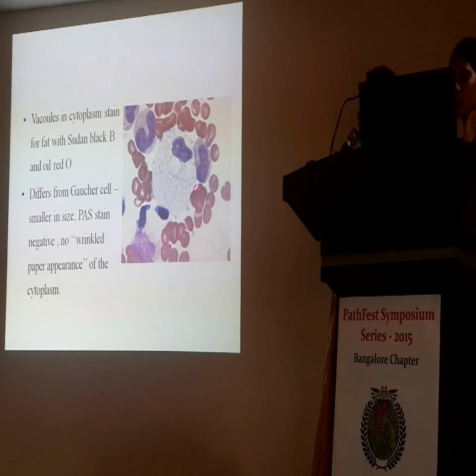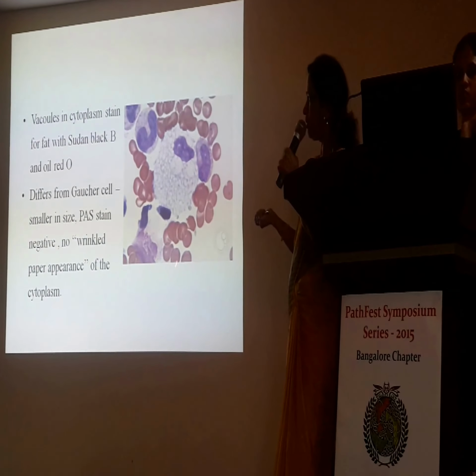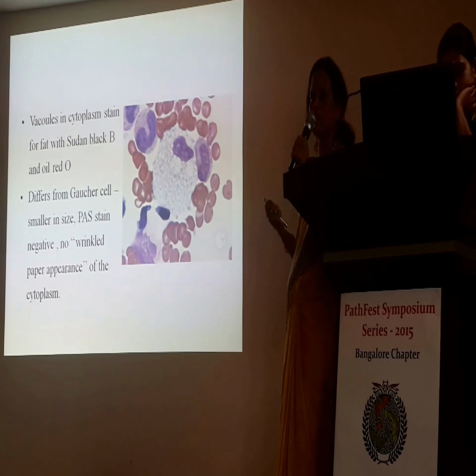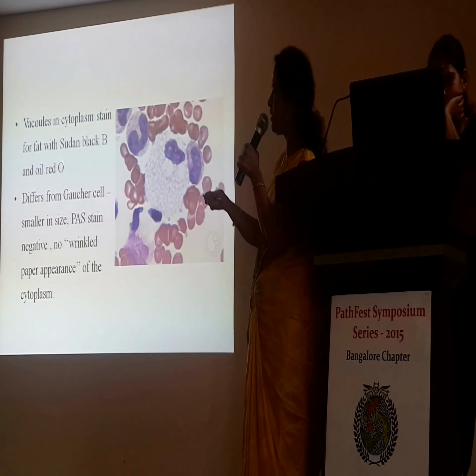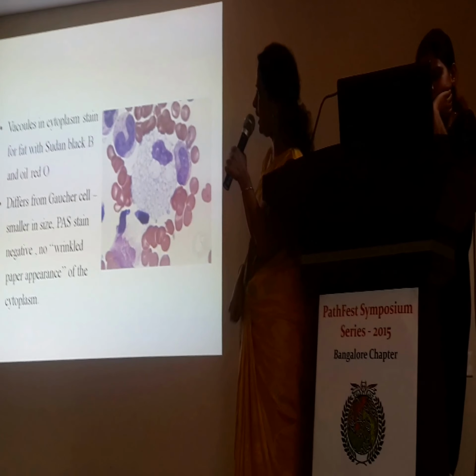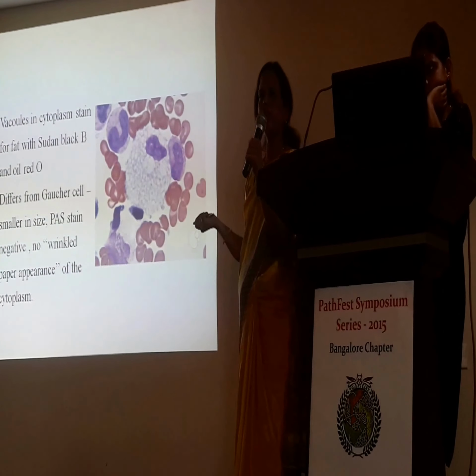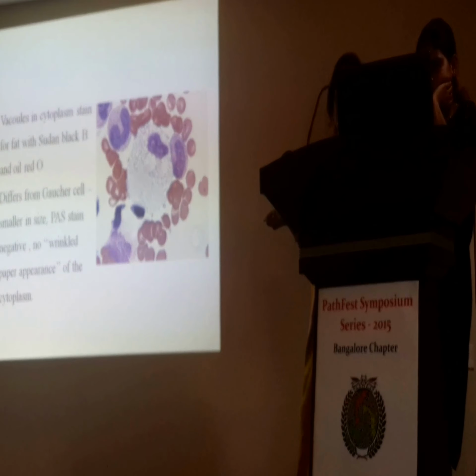How does the Niemann-Pick cell differ from the Gaucher cell? We have seen the Gaucher cells of the bone marrow now. So here, they have multiple vacuoles, a vacuolated cytoplasm, and the size is slightly smaller than that of the Gaucher cells. You may use fat stains like Sudan black and oil red to demonstrate these cells. And PAS stain, even if they take it, they're lightly positive. Next.